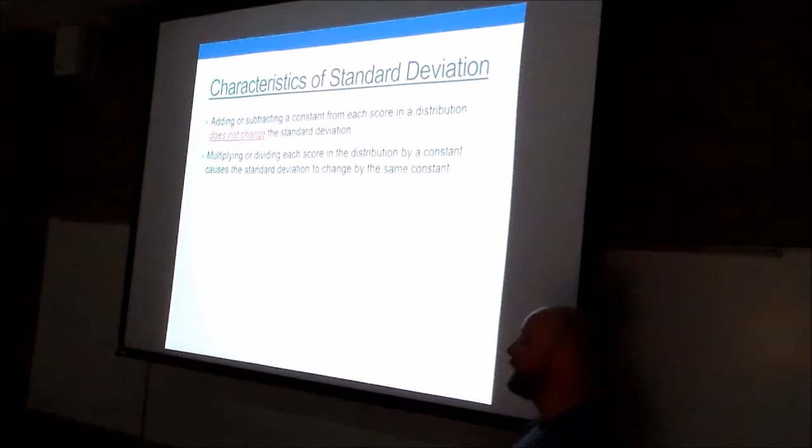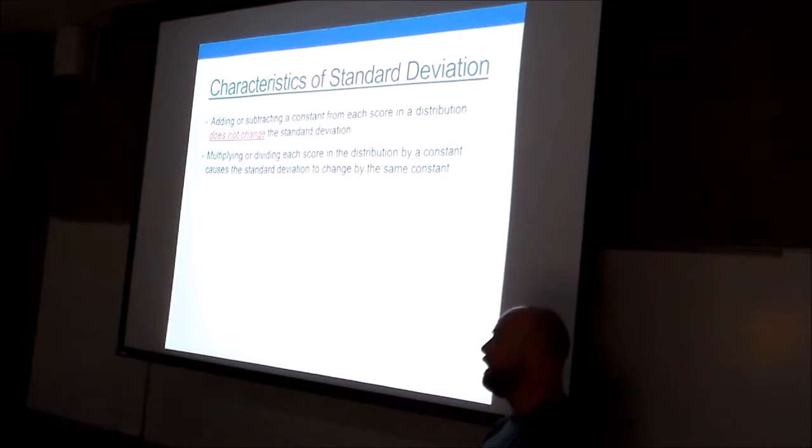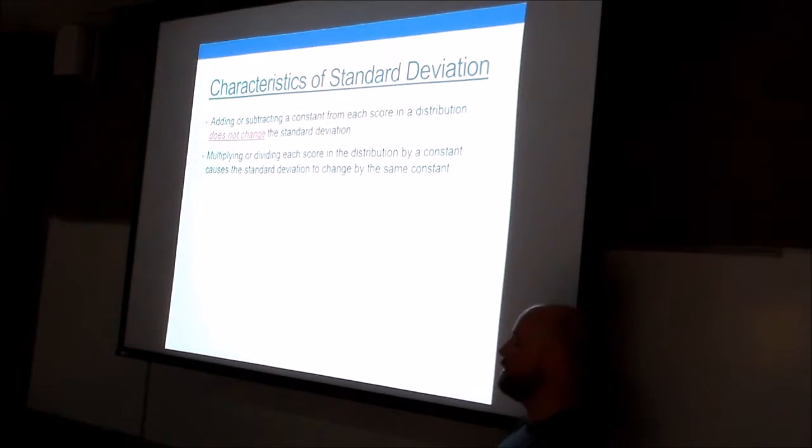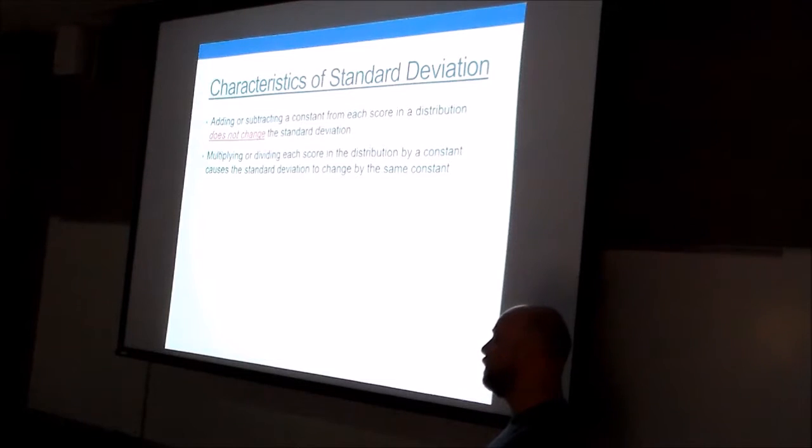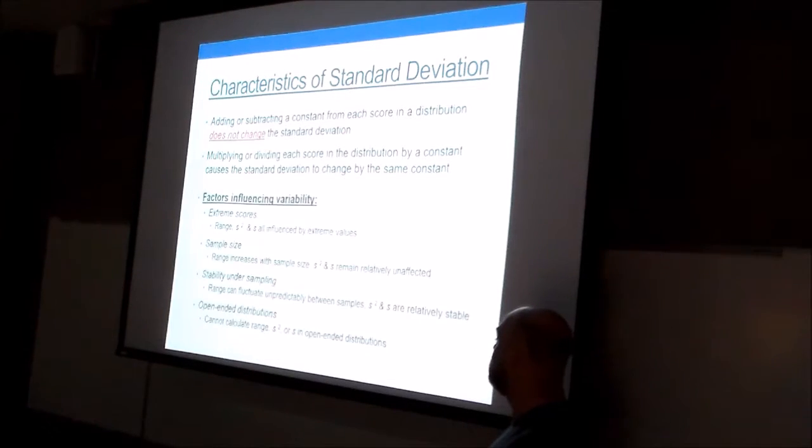But if I multiply or divide by a constant, right, what's going to happen is my standard deviation now will change by the same constant. Again, shape won't change. Shape will be identical. It's just my metric is going to change around, okay?